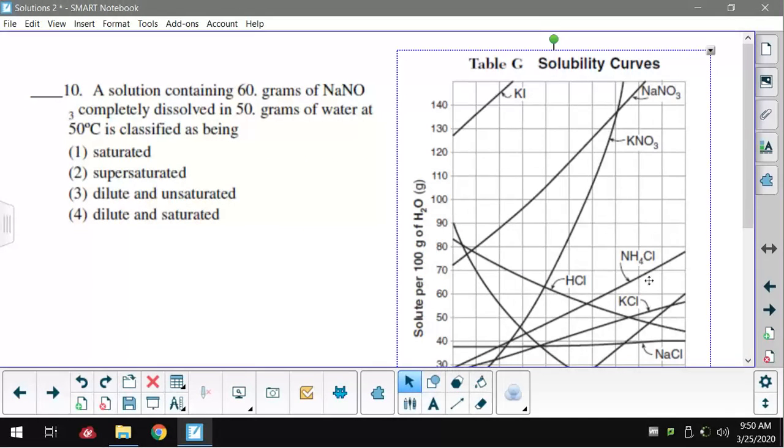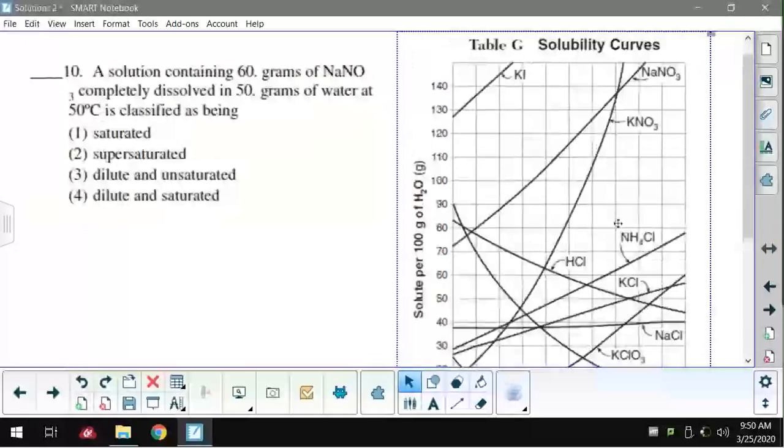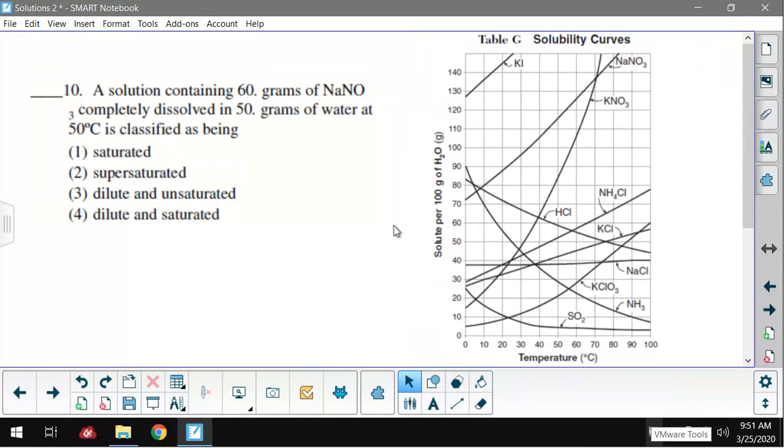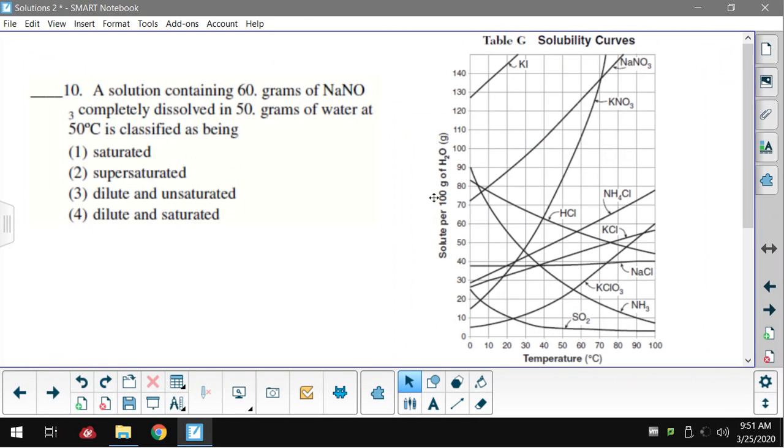And this one here, let's again shrink this down for you. A solution contains 60 grams of sodium nitrate, NaNO3, and that 3 should be up here. I don't know why it jumped down there. But anyway, dissolved in 50 grams of water. Well, remember, this graph is out of 100 grams of water. The question is asking you out of 50 grams of water.